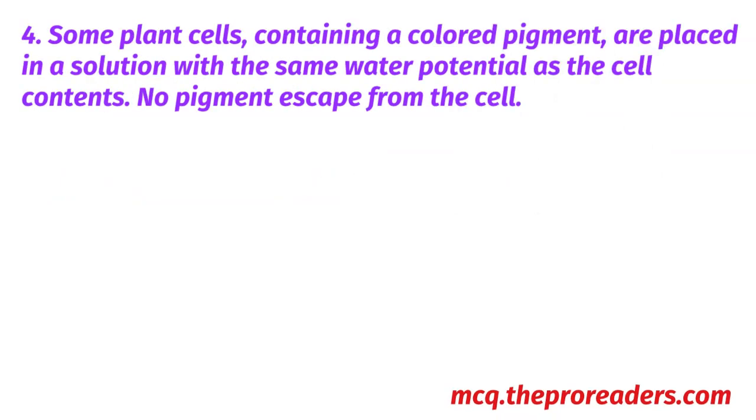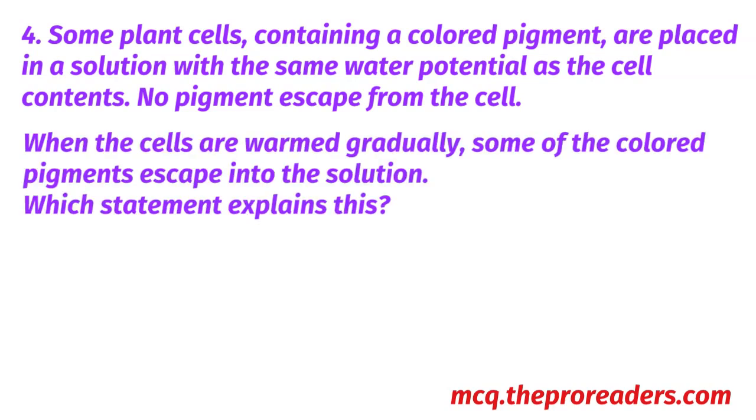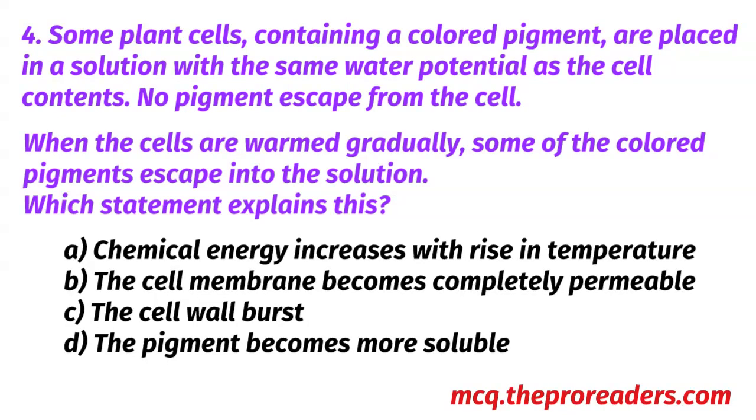Some plant cells containing a colored pigment are placed in a solution with the same water potential as the cell contents. No pigment escapes from the cell. When the cells are warmed gradually, some of the colored pigments escape into the solution. Which statement explains this? Chemical energy increases with rise in temperature. The cell membrane becomes completely permeable. The cell wall bursts. The pigment becomes more soluble. Option B, the cell membrane becomes completely permeable is the correct answer.